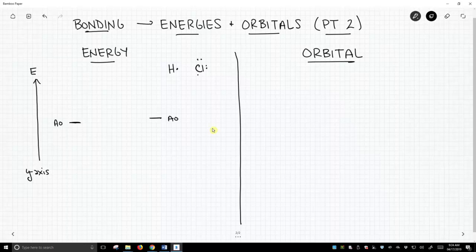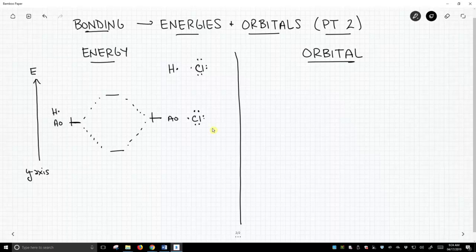And we're going to mix these two. So let's say this is our atomic orbital for hydrogen. It has an electron in it. And over here is an atomic orbital from chlorine, and it has an unpaired electron in it. And when these mix, the mixing is shown in the middle. And we generate new orbitals.